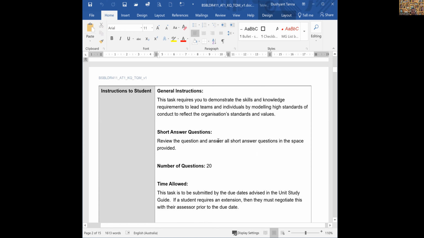This is some general instruction. This task requires you to demonstrate the skills and knowledge required to lead teams and individuals by modeling high standards of conduct to reflect organization standards and values. All answers are short. That means 2 to 4 sentences, or 5 sentences in some instances.